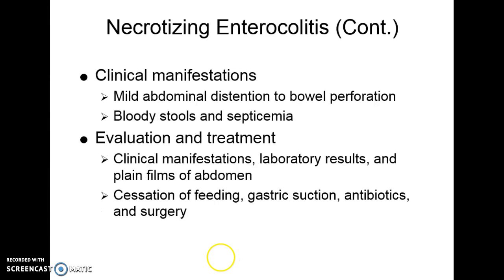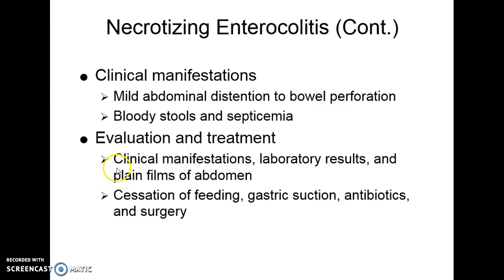All right, clinical manifestations, mild abdominal distension, all the way up to bowel perforation. There can be bloody stools because of that inflammation where red blood cells are brought in, and then this can also lead to septicemia with bacteria moving into the blood from the gut.